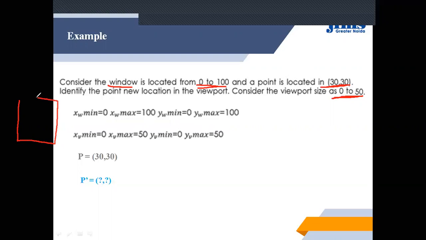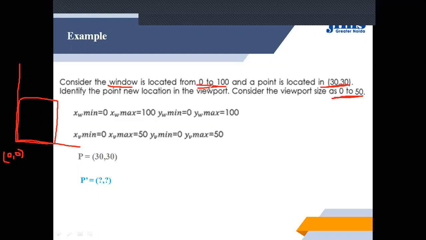For simplicity, they have given us that the x coordinate and y coordinate of the window origin are at the origin, which means the values of xw min and yw min are 0 and 0, so that it will be more clear and easier to understand the solution of this question.